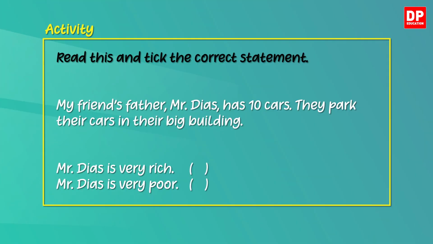Okay, let's check your answer. What is the correct statement? You have two here. Mr. Dias is very rich or Mr. Dias is very poor. Yes, Mr. Dias is very rich. Although it is not stated directly, it is implied because he has 10 cars and a big building. I hope you could do it correctly.